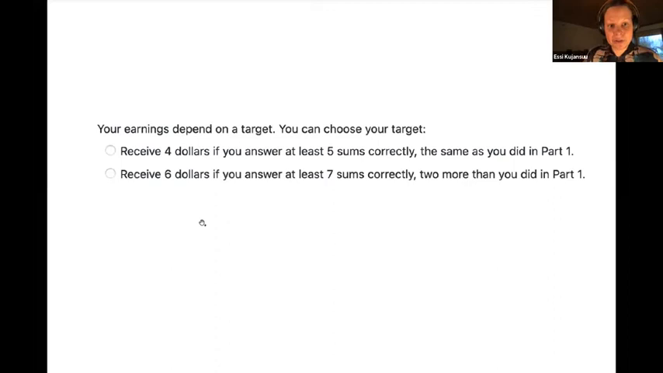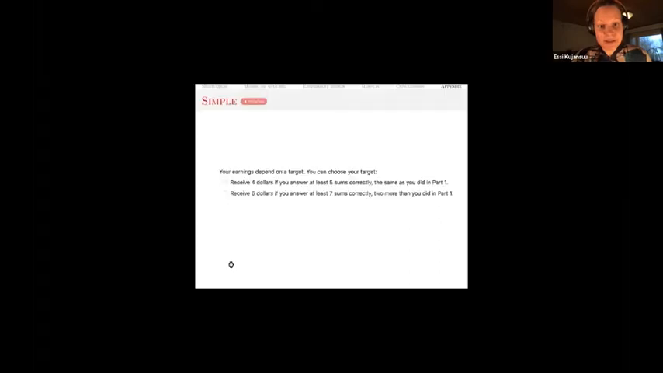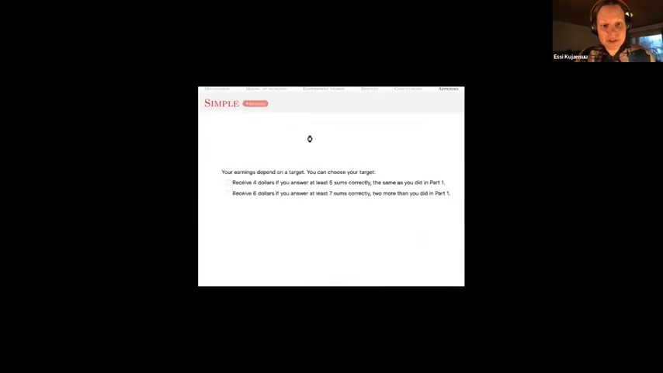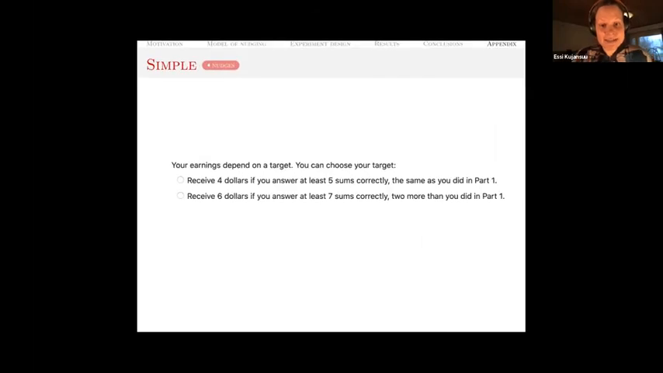So your earnings depend on the target. You can choose your target. Receive $4 if you answer at least 5 sums correctly, the same as you did in part 1. And receive $6 if you answer at least 7 sums correctly, more than you did in part 1.